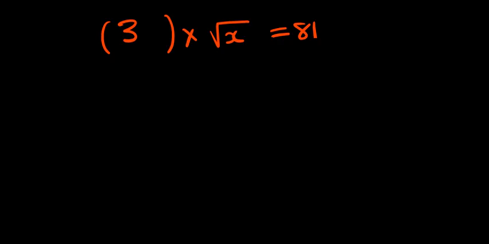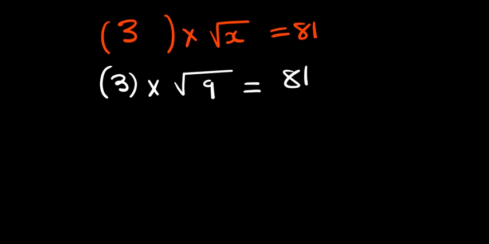Okay, so we've got 3 multiplied by, where there is x we're putting 9. This equals 81. We're trying to prove this. So we have 3 multiplied by the square root of 9, a number that you multiply by itself 2 times to give you 9. That is a 3. 3 times itself gives you 9. Yes, we're going to have 81.